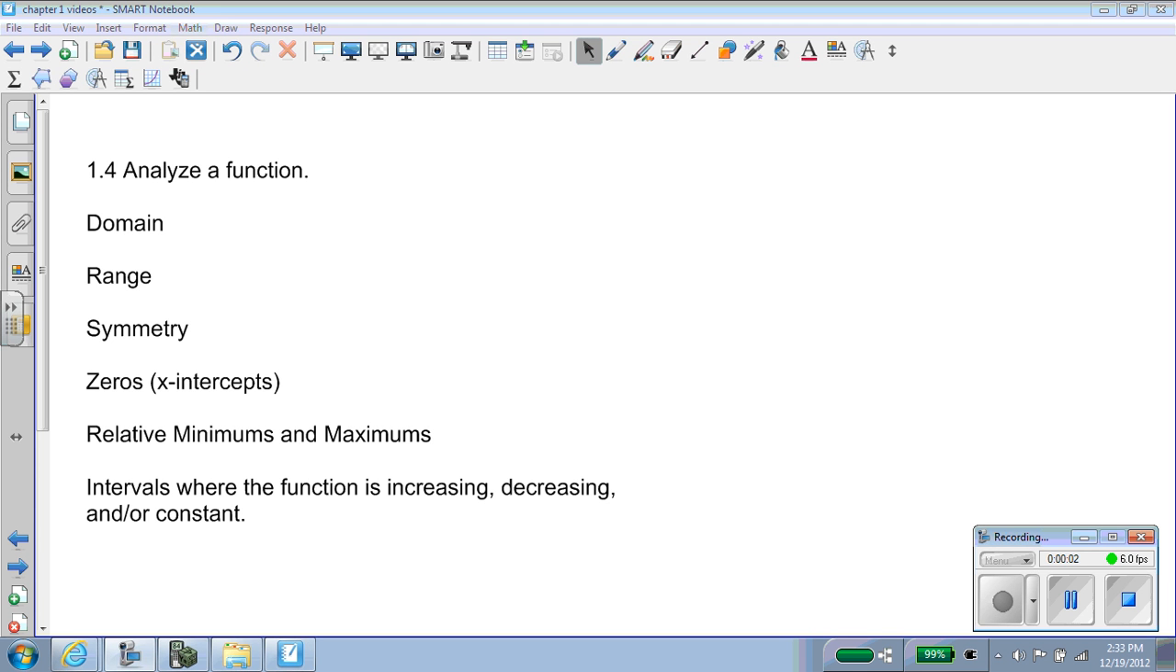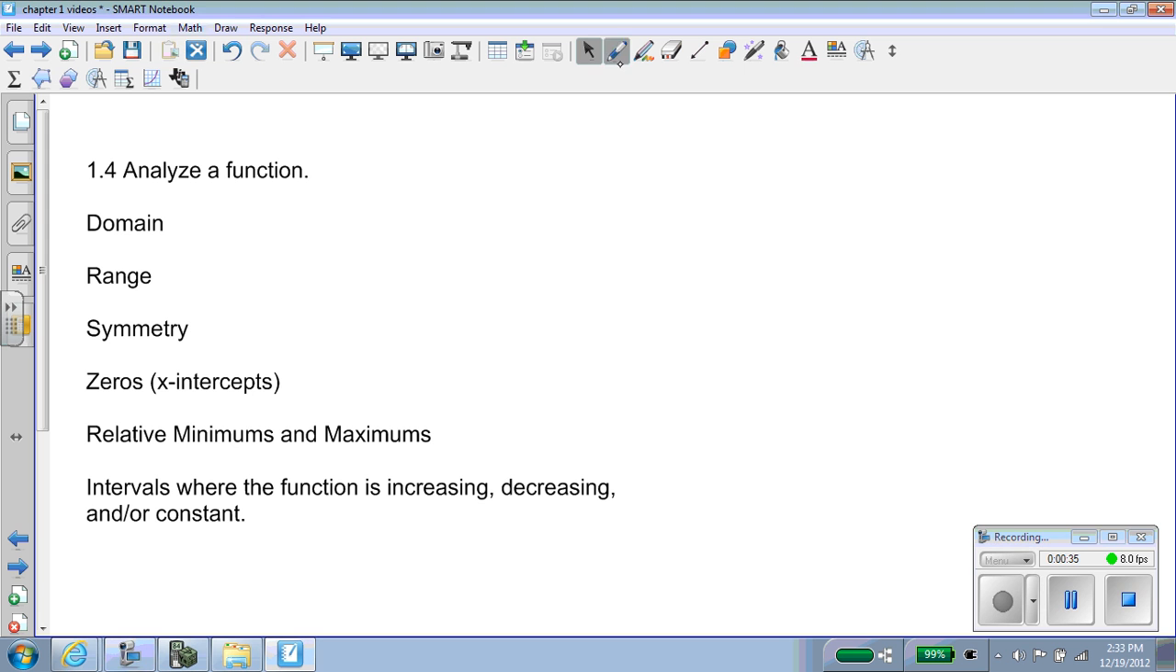Today we're going to analyze a function. And anytime you do analysis for any class, you sort of have to decide what items you're going to use in your analysis. I have decided that these are the things that I want to use in our analysis of functions: domain, range, symmetry, zeros, which are x-intercepts in this case, relative minimums and maximums, and intervals where the function is increasing, decreasing, and or constant.